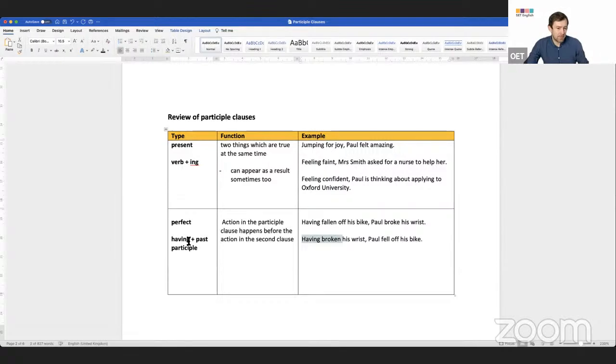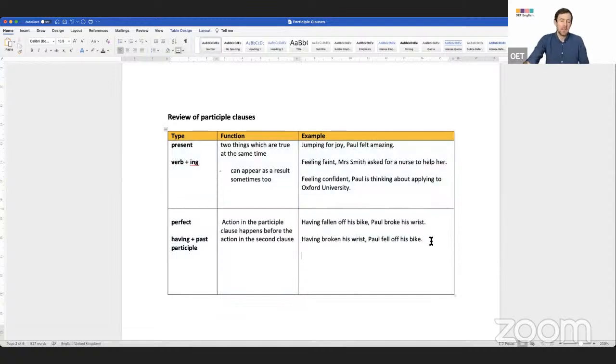So what makes it the perfect participle is this having plus the past participle. Okay, it's not the past participle, it's the perfect participle, because we make the present perfect and the past perfect with the auxiliary verb have plus the past participle. So having plus the past participle is the perfect participle. Now I find that much easier to understand and to think about than the present participle.